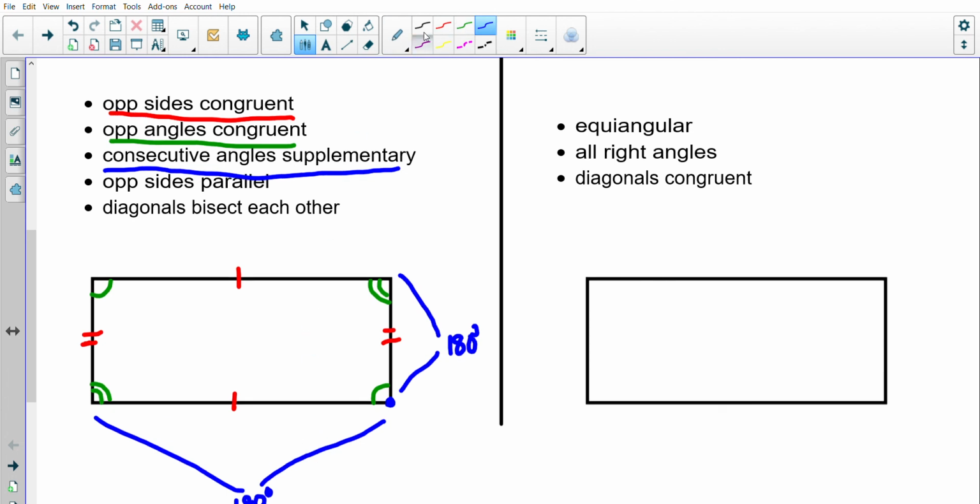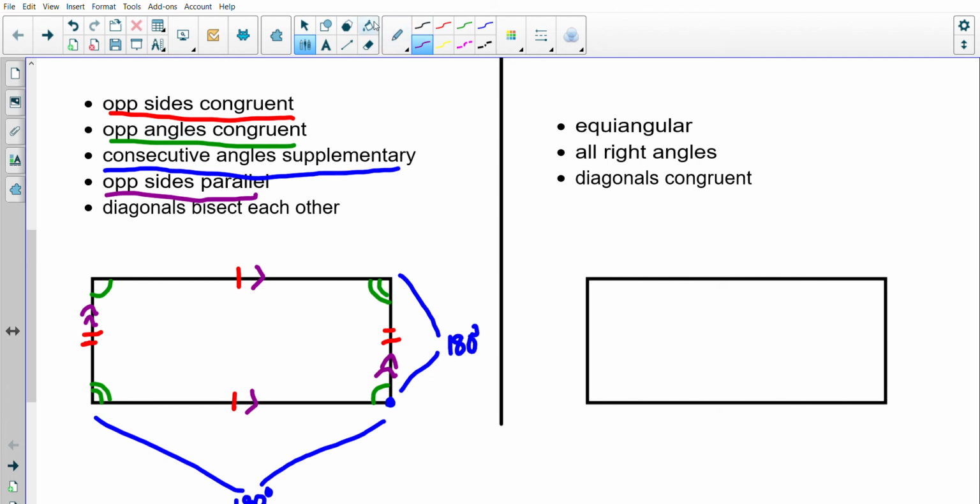The next one is opposite sides that are parallel. We can mark it like this: those sides are parallel, and these sides are parallel. We just put those little arrows on there. That is also a property of a parallelogram.